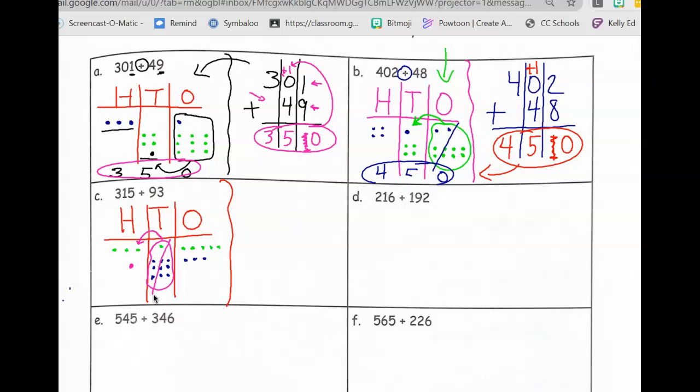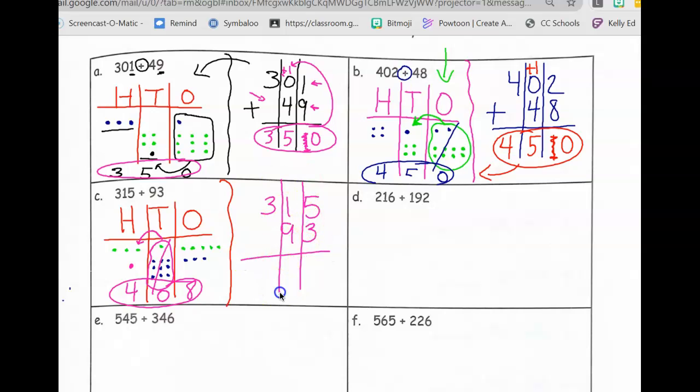So in the ones place, we have a 5 and 3. That's 8. There's nothing in the tens now because we sent the bundle into the hundreds place. And we have 400. So 408. If we were to do this vertically, we would write it like this.